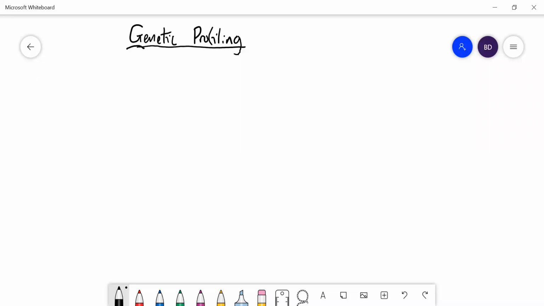Genetic profiling. This is where it's used in forensic science to determine if someone's DNA, which is left at a crime scene, belongs to that person. Sometimes it's called genetic fingerprinting, sometimes called DNA profiling or DNA fingerprinting. It's all the same thing.